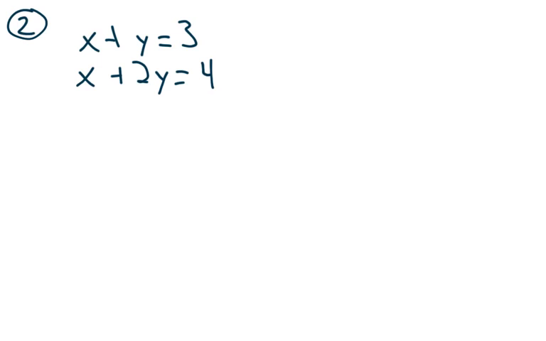Again, I'm going to use elimination. I think elimination is the best way to do these problems. I don't need to do any multiplying for step 1 because I've got an x and I've got an x. The numbers are the same, and they have the same sign as well. They're both positive. So same sign means subtract. So we're going to subtract.